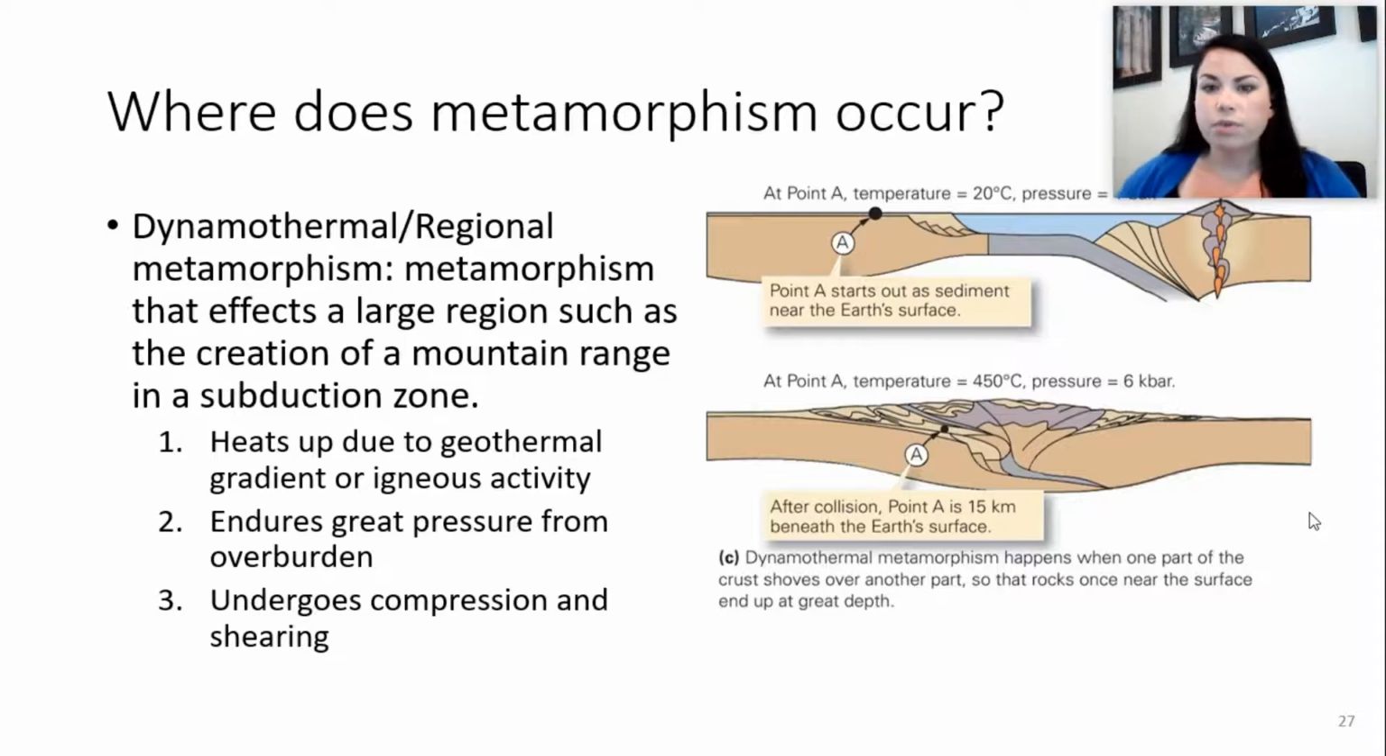So if we start at point A here at the surface, and if we're near a subduction zone, this gets buried and there's overburden on top of it. And over time, as it gets buried at greater depth, there's greater pressures there, and this is where we get regional metamorphism.